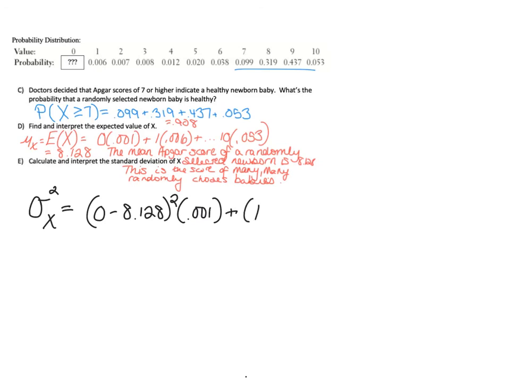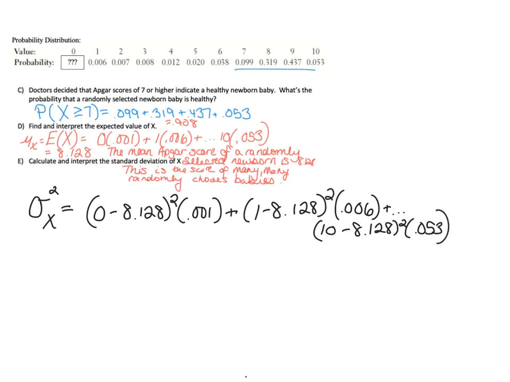So I take my next outcome, 1 minus the mean, 8.128, I square it and multiply it by the probability of that happening. And I'm going to go all the way up to my last one where I would take 10 minus 8.128, square it, times 0.053, right? So this would take a little bit of time to type in your calculator. I've done this. When I get this, my variance is 2.066.